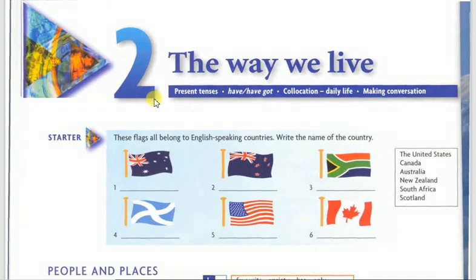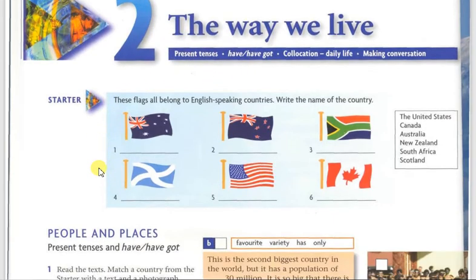Good day, dear students. Today we're going to start with Unit 2, the way we live. The things that we're going to deal with are present tenses, have and have got, collocation, daily life, and making conversation. So these are the things that we're going to study and focus upon, so keep them in mind.